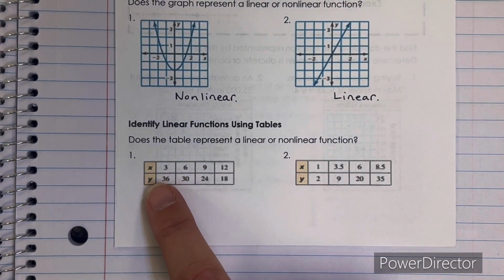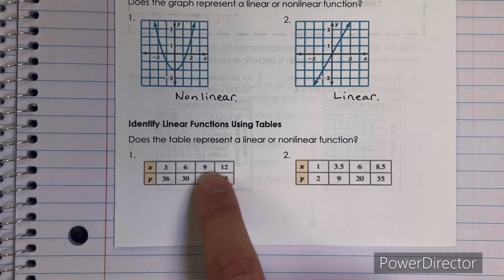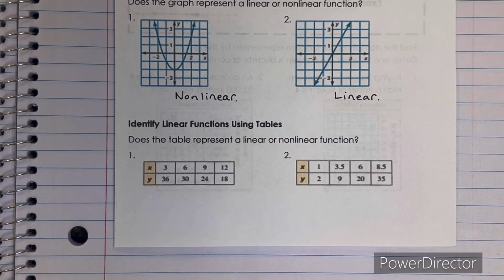So we're gonna practice this. We're gonna find the pattern of these x values and the pattern of these y values. If they are constant, which means they are the same over and over and over, it'll be a linear function. And if it's not, it's nonlinear. So let's try it. Let's practice.